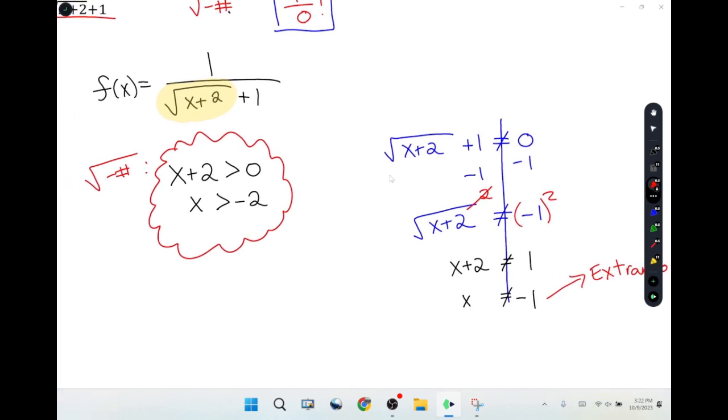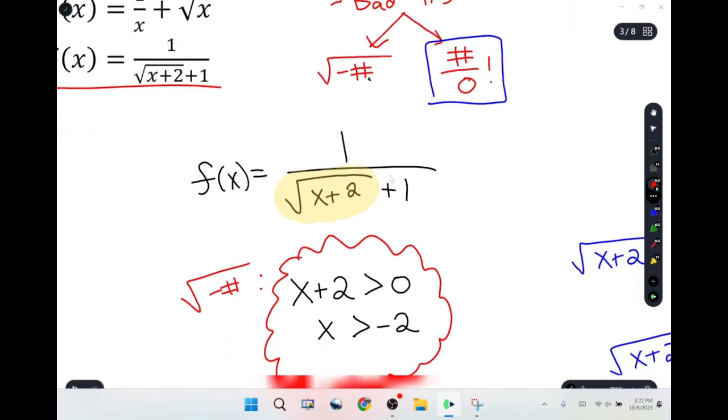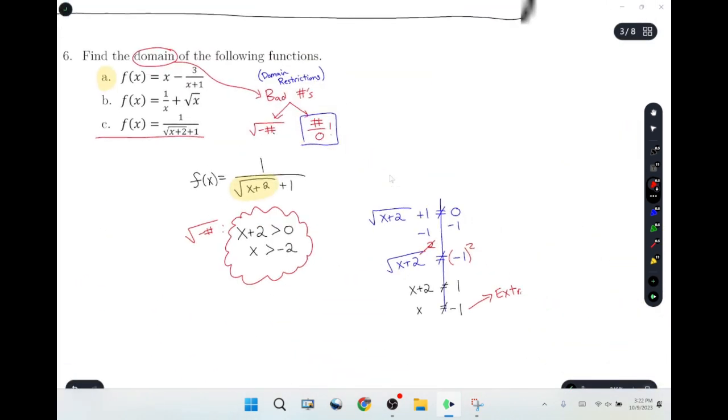Negative 1. Yeah, but I'm looking right here. Can X be negative 1? Really be careful. Because if you make X negative 1, negative 1 plus 2 is just going to be 1. And the square root of 1 is 1? Yeah. So can X be negative 1? The square root of 1 is 1. It can be negative 1. Yeah, it can. So that's what I'm saying.